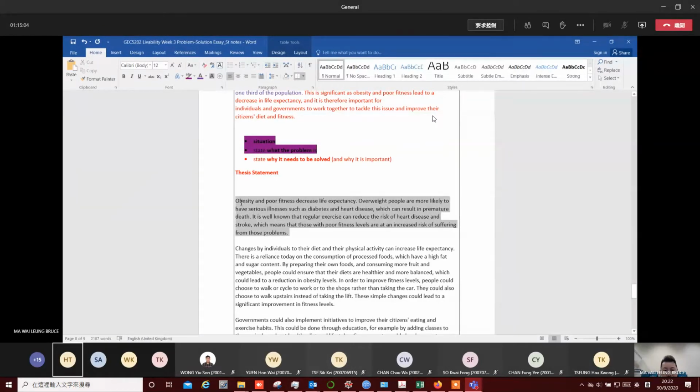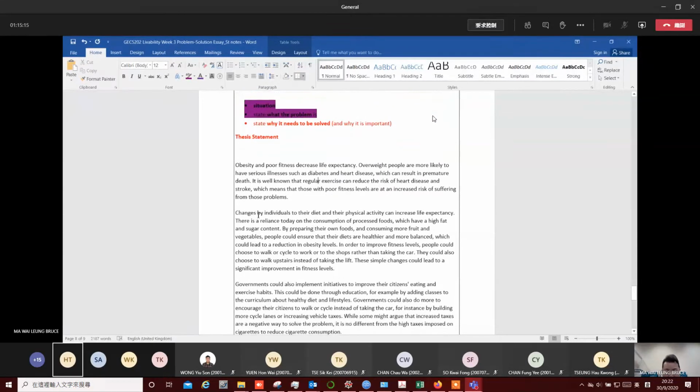So this is the second paragraph, or the second section, about the problem. This is the elaboration of the problem, just like what we read before, the problem of housing. Next paragraph, changes by individuals to their diet. Oh, so is that another problem, or is that the solution? Changes by individuals to their diet and their physical activity can increase life expectancy. Well, this seems to be a solution, right? We have to change our diet. We have to make changes to our physical activities. And this is an adequate topic sentence.